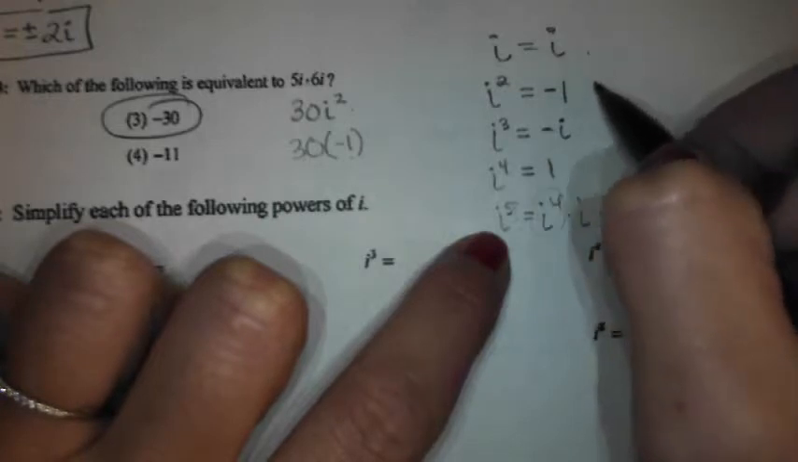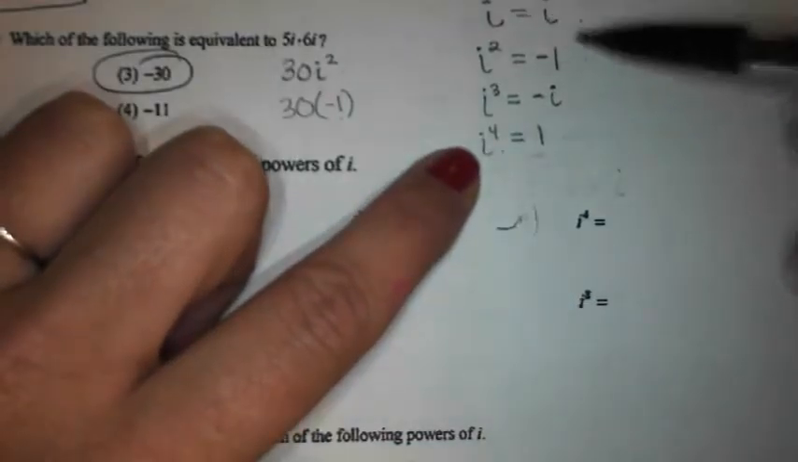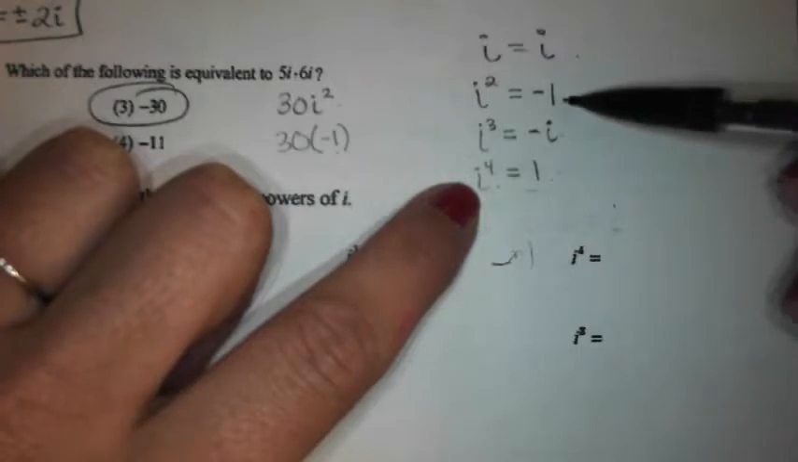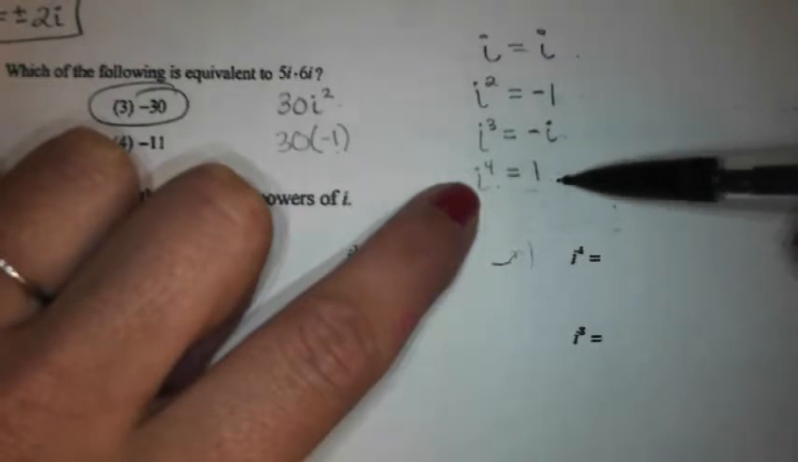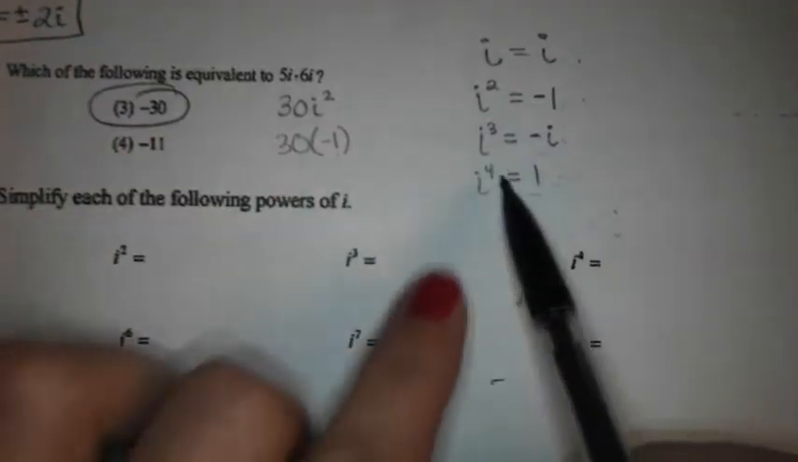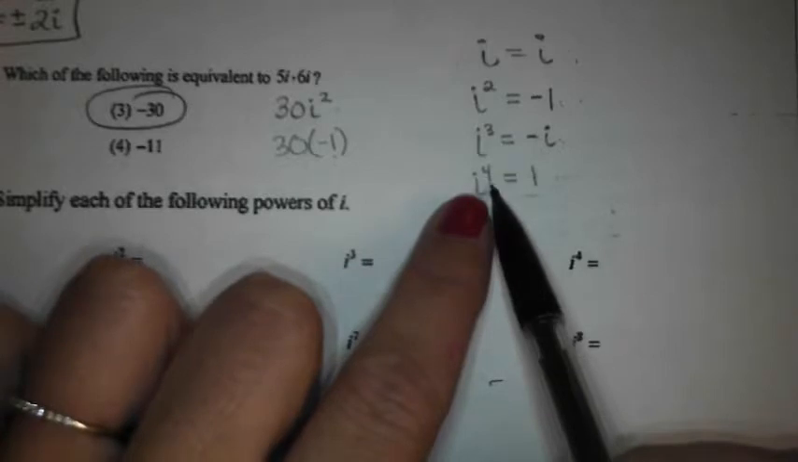The cycle is just going to now continue. So if this is i to the fourth, this is i to the fifth, i to the sixth, i to the seventh, i to the eighth, i to the ninth, i to the 10th, i to the 11th, i to the 12th. Yes? Okay? So it's a cycle of 4. So anything that's a perfect multiple of 4 is going to be 1.